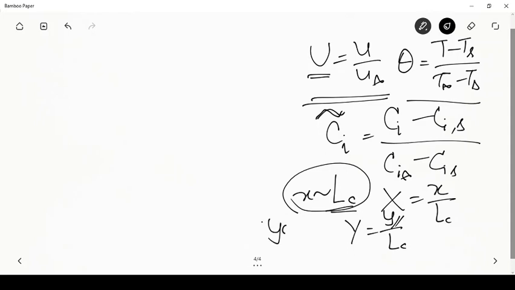So y is of the order of delta of x. We are not interested in anything beyond delta of x, so this is a much smaller quantity as compared to Lc. So y is a variable which is much smaller than x, as you can see from the diagrams that we have drawn here.